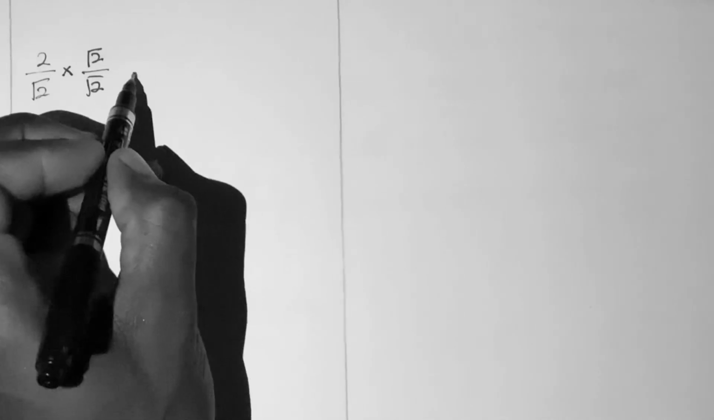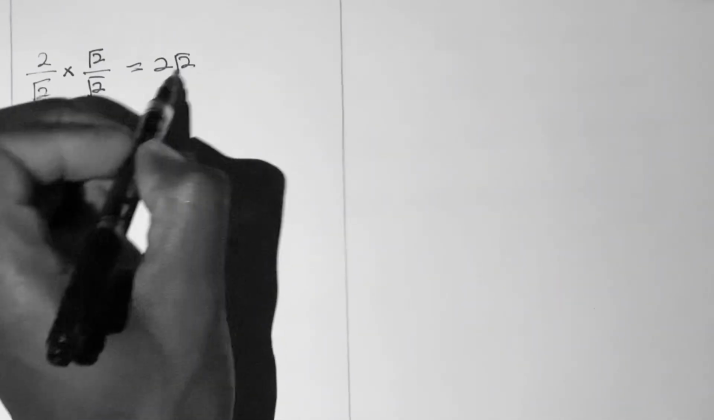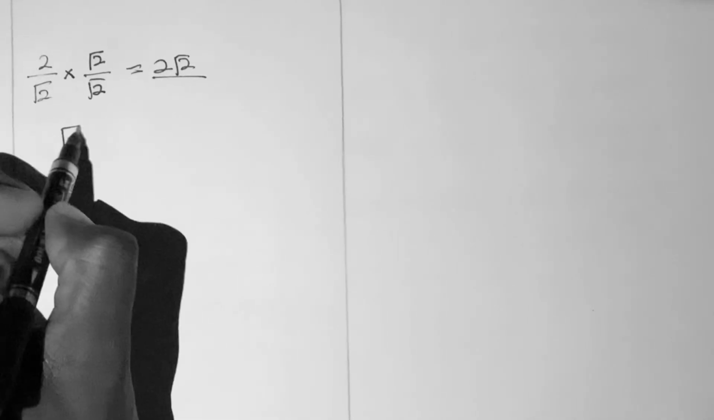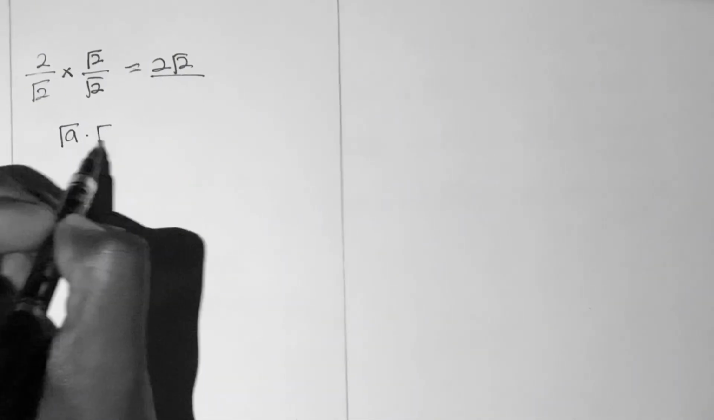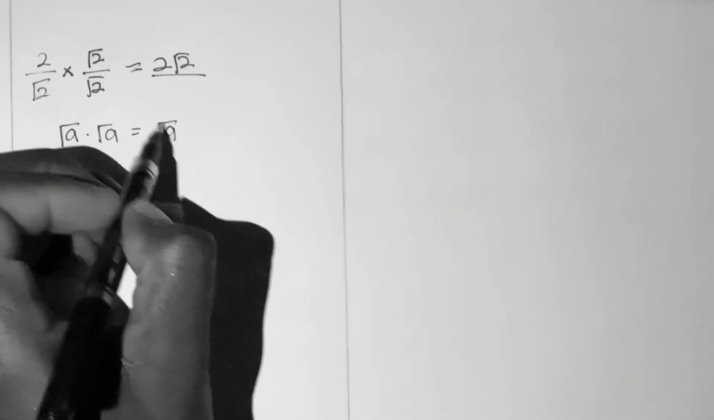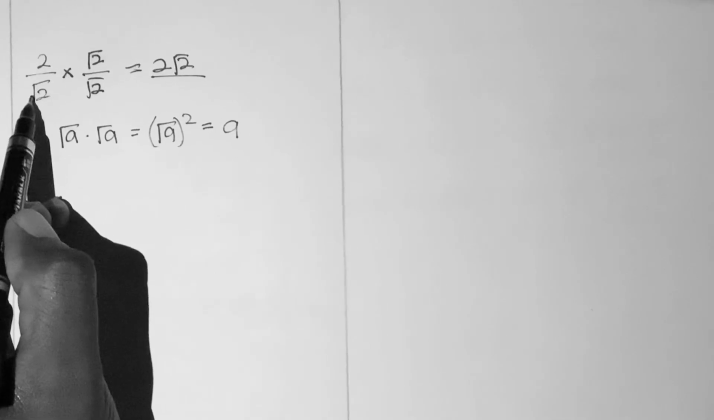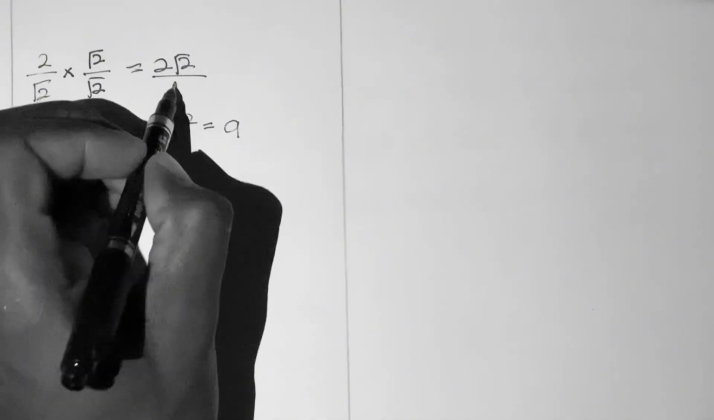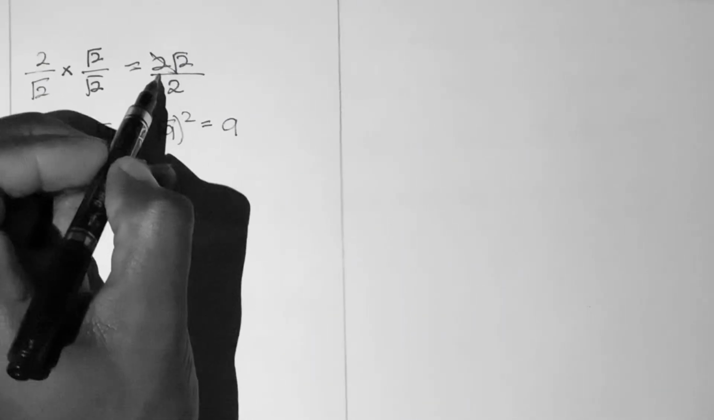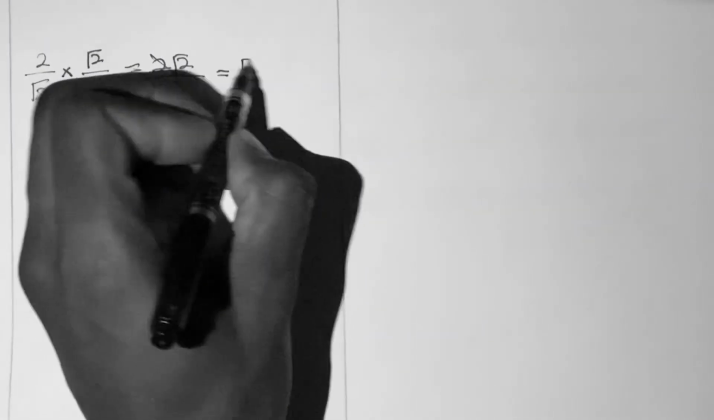So this becomes 2 times square root of 2, which is 2 root 2, divided by, now root a times root a is equal to root a all squared, and that is equal to a. So therefore root 2 times root 2 is equal to 2. Now 2 divided by 2 will give us 1. So therefore this is equal to square root of 2.